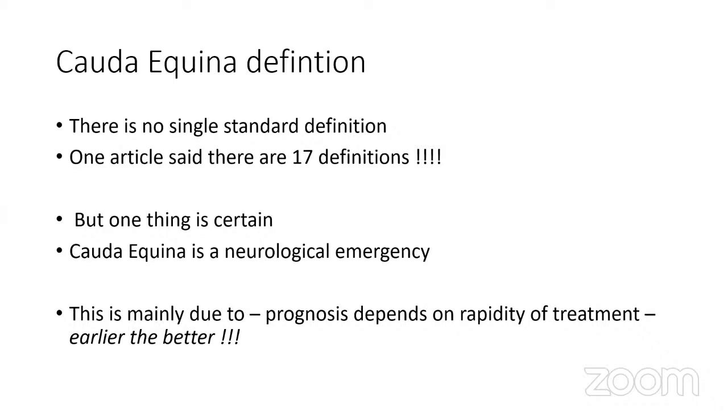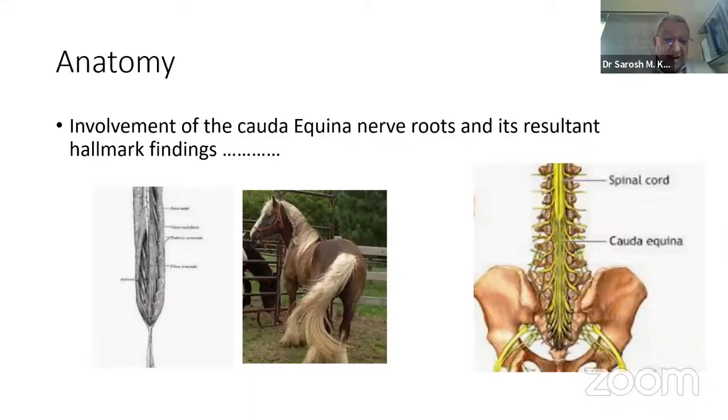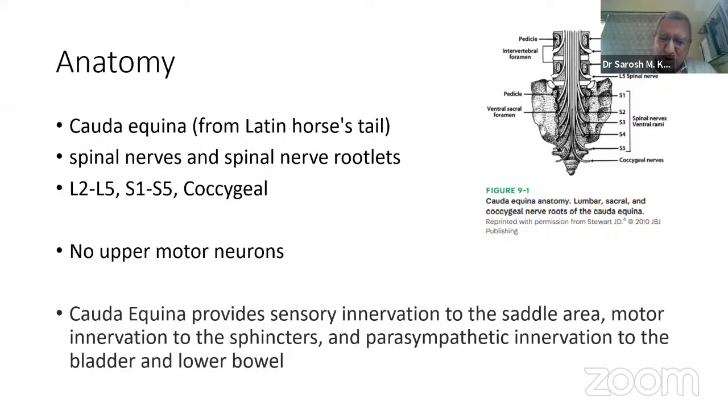However, one thing is certain, that cauda equina syndrome is a neurological emergency. And hence, the more rapidly we treat, the better the patient outcomes can be. The name cauda equina comes from the Latin for the tail of a horse. Basically, cauda equina is the nerve roots below the... tail of a horse, not horse of a tail. Sorry.